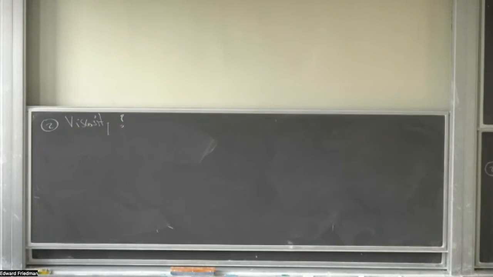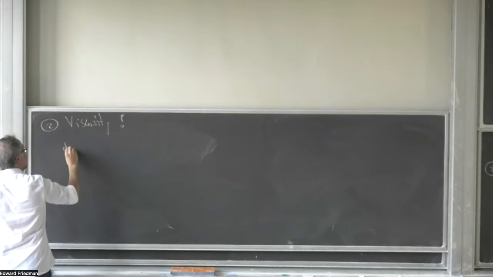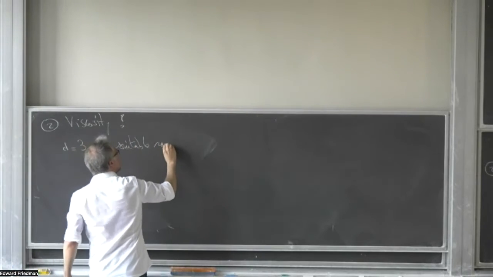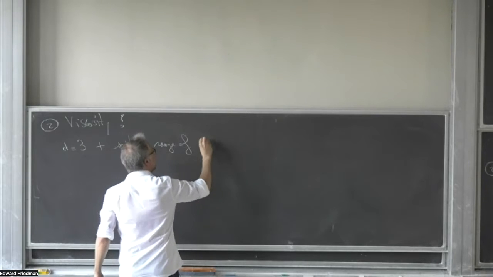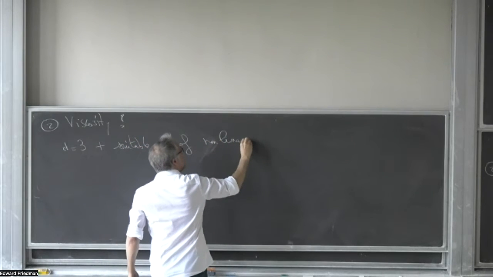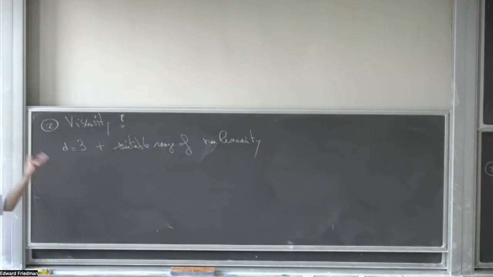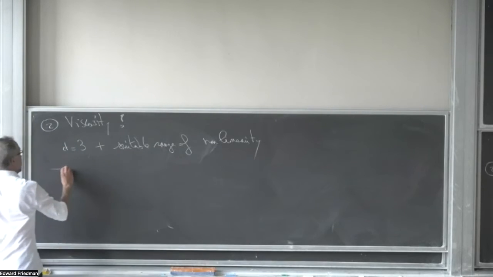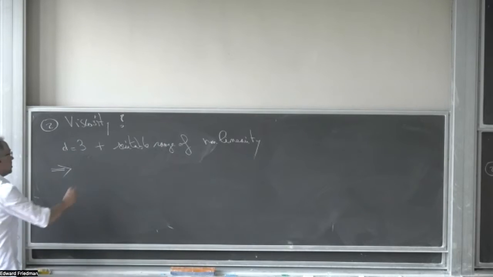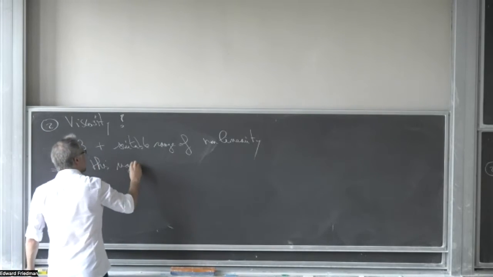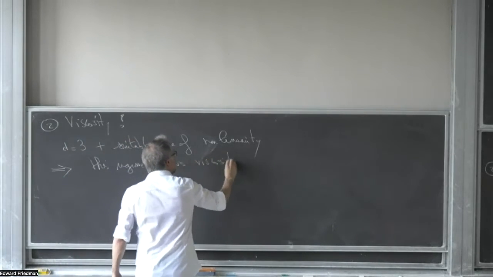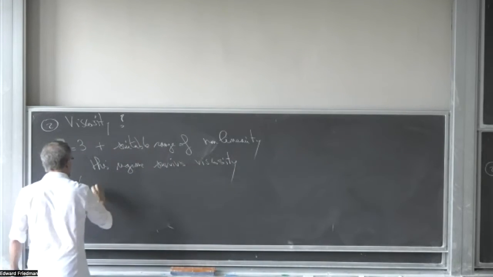So, what we prove is the following thing. In dimension 3, and a suitable range of exponents of nonlinearity, it's not true for any gamma, you have to restrict it, it's true in a range of nonlinearity, then this blow-up is so violent that this regime survives viscosity. In other words, viscosity is lower order.